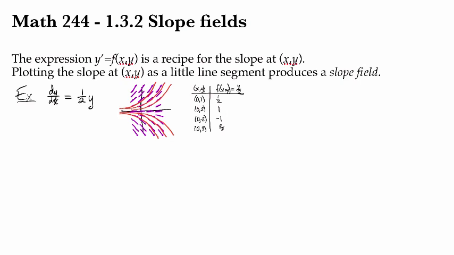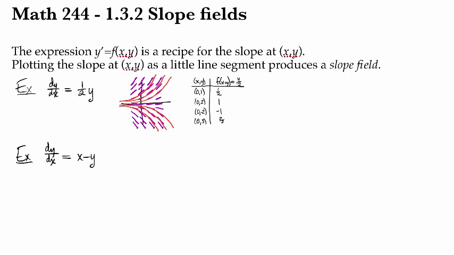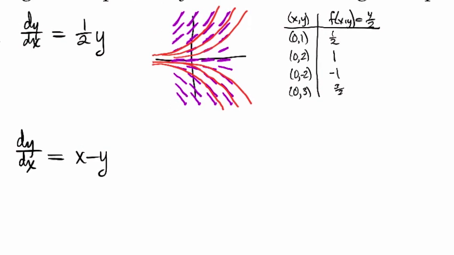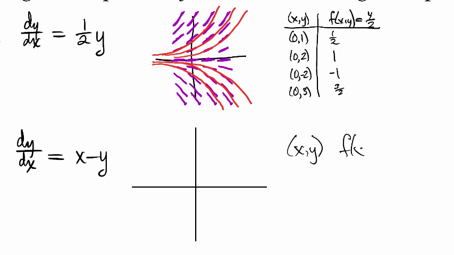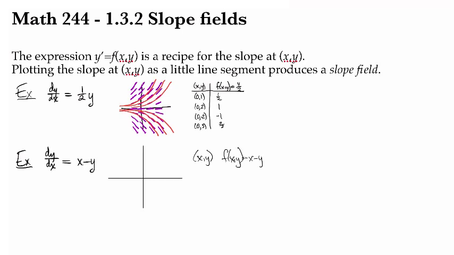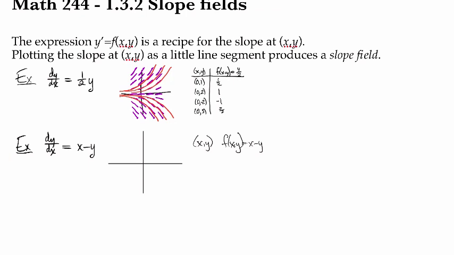Let's look at another example. Let's take dy dx to be x minus y. All right, so again, we'll have some axes here. Maybe I'll just zoom in. There we go. And let's see. So I'm going to have my x y and my f of x y, which in this case is x minus y. Actually, I can't write as easily if I zoom in like that. Okay, here we go.